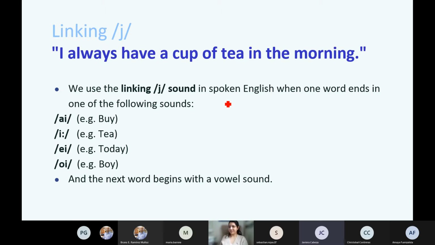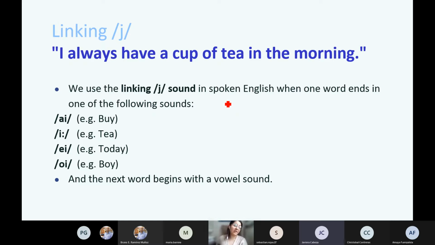As an example, I don't have my cup of tea here with me, but I always have a cup of tea in the morning. So I always have a cup of tea in the morning. And it says, we use linking J in spoken English when a word ends in one of the following sounds: I as in by, E as in tea, A as in today or just day, and oi as in boy.